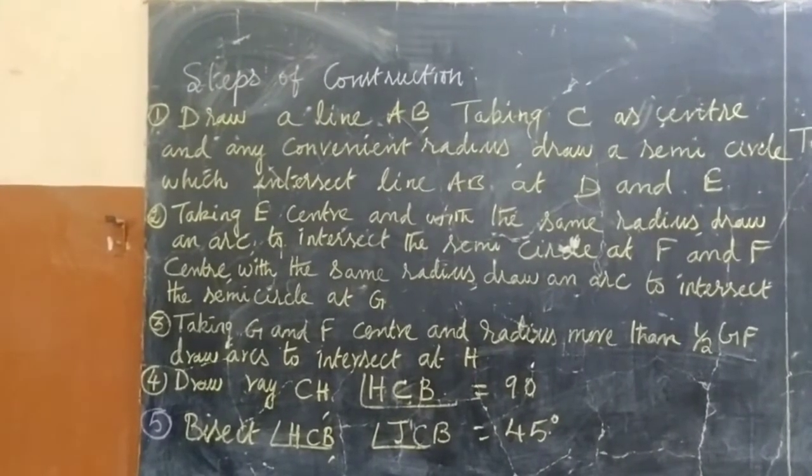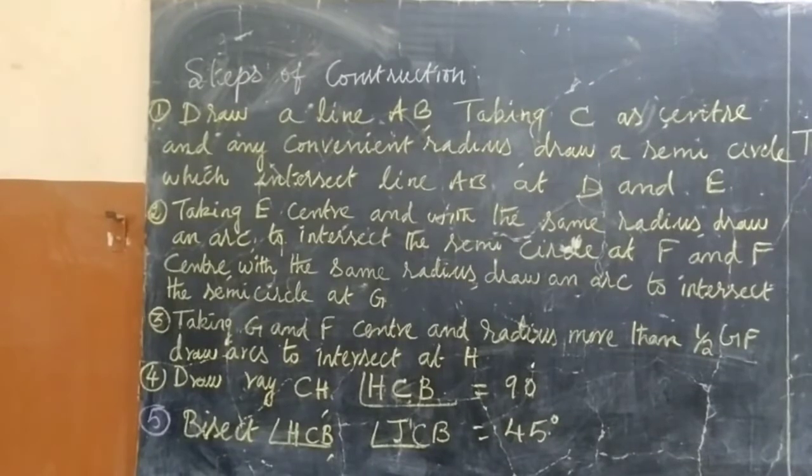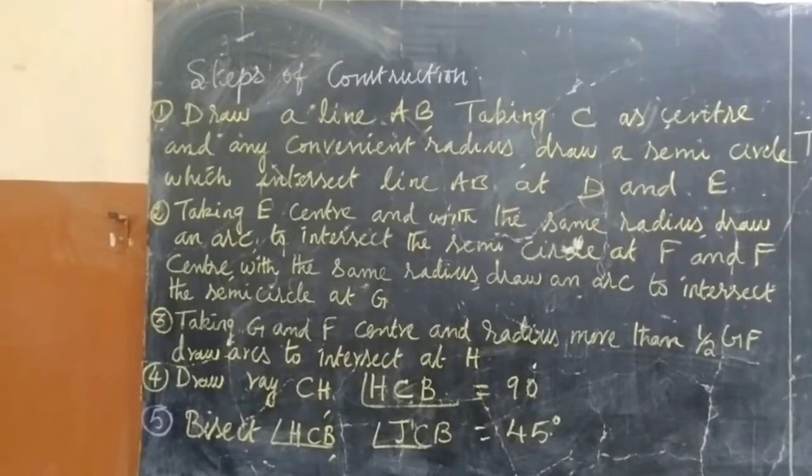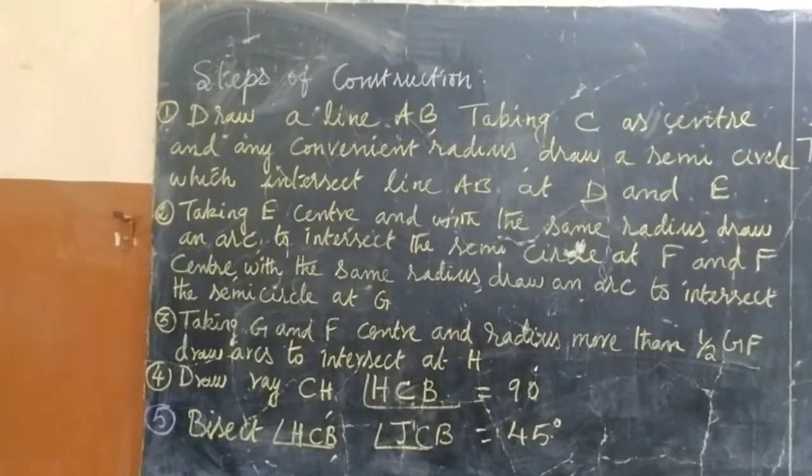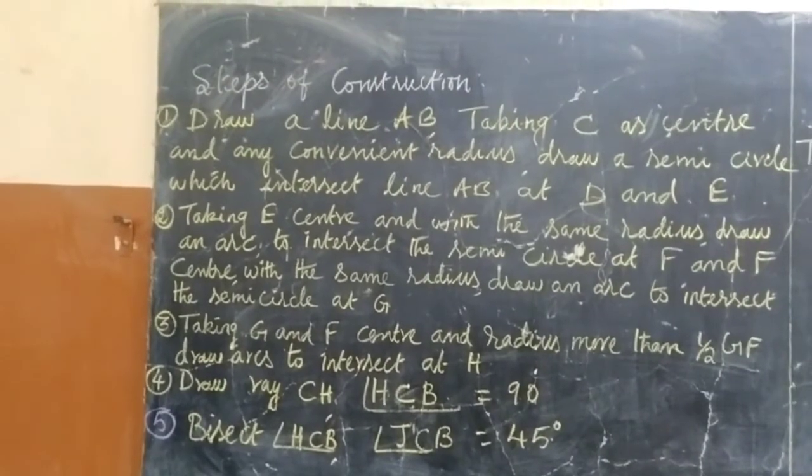And the fifth point is bisect angle HCB. Angle JCB is equal to 45 degree, which is the required measure.